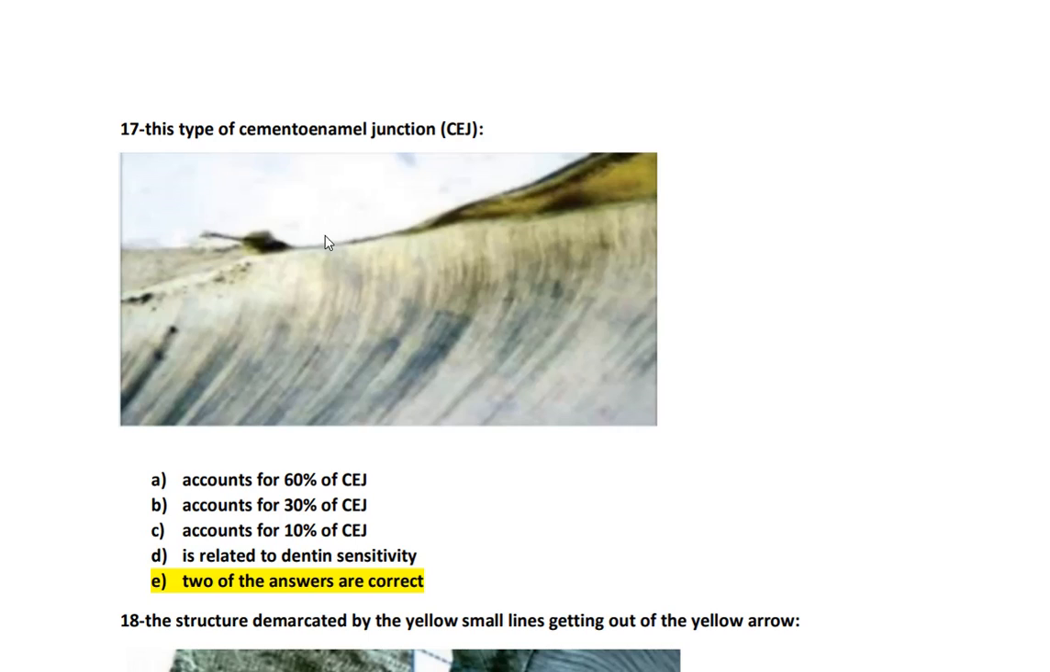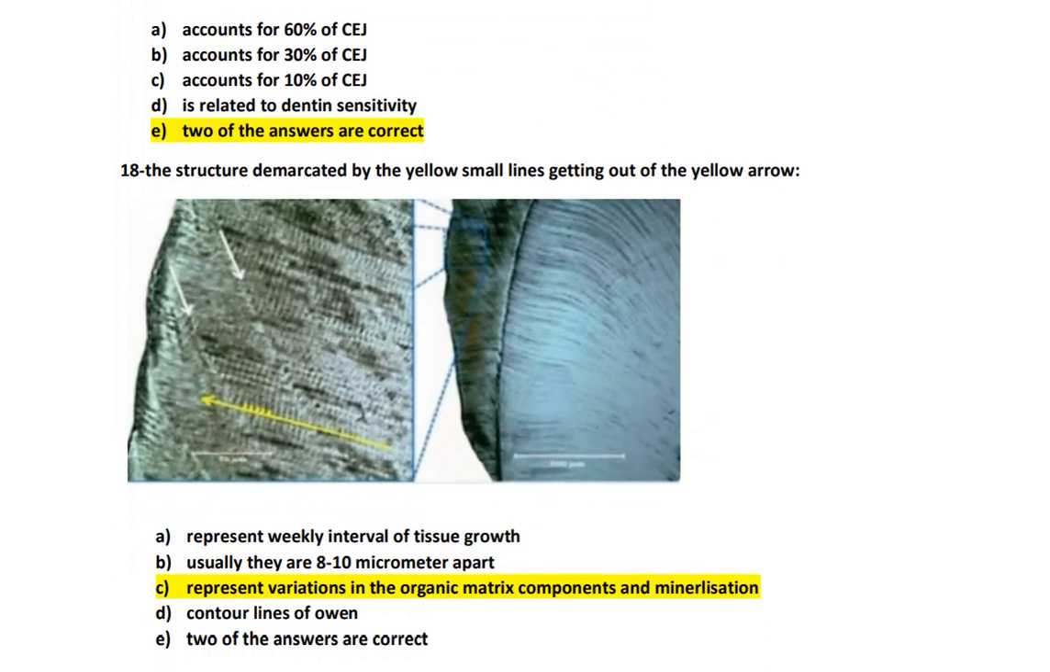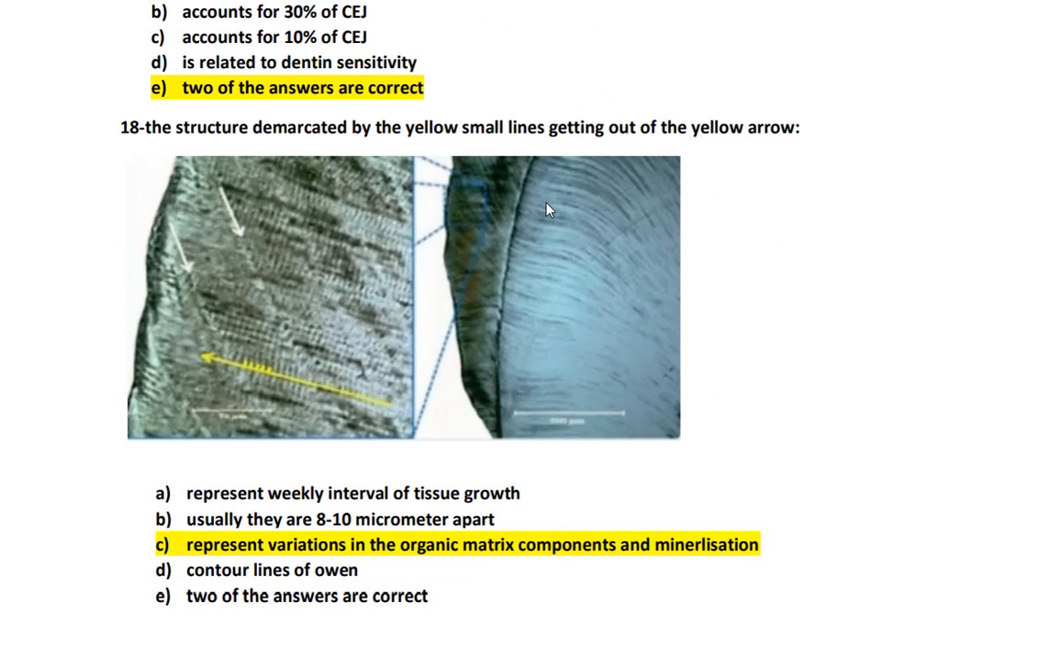So here the dentine will be exposed. Since dentine is exposed, I will have dentine sensitivity. So here two of the answers are correct. Accounts for 10% of the cemento-enamel junction and is related to dentine sensitivity. The structure by the yellow lines getting out of the yellow arrow is okay.